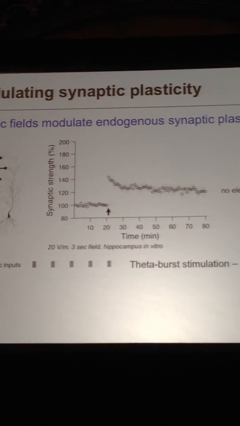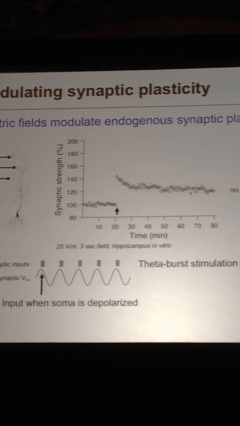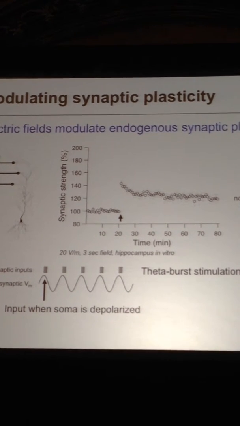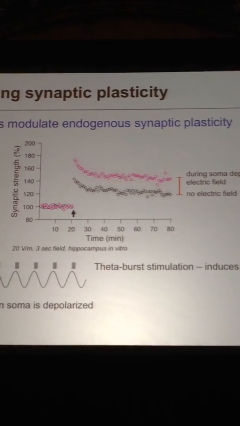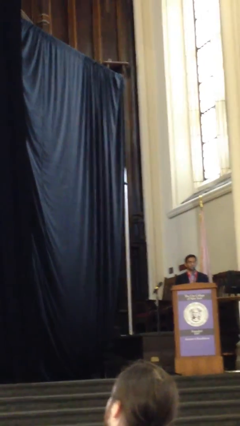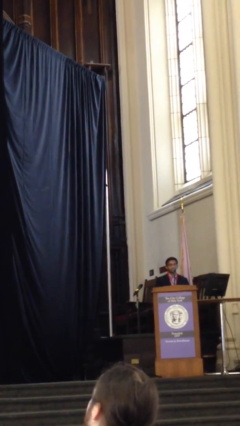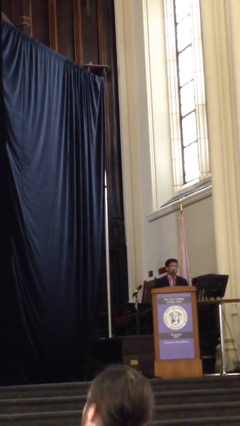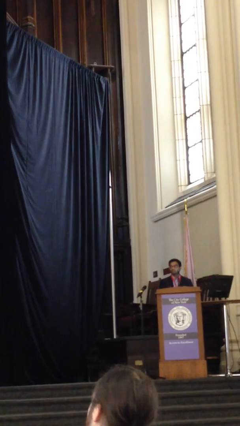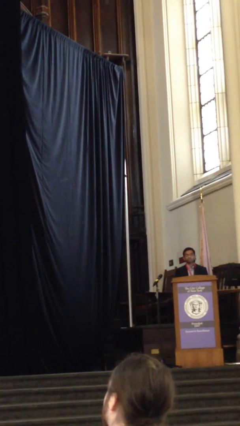So we apply an electric field that depolarizes the soma, right? In this case, the inputs are timed precisely when the soma is maximally depolarized. And guess what happens? There's a robust increase in the amount of plasticity, right? So synaptic strength is modulated during ongoing plasticity. So the electric field modulates LTP, which is our initial hypothesis. Right? So now the synaptic inputs that come in when the membrane potential is maximally depolarized at the soma can promote LTP.